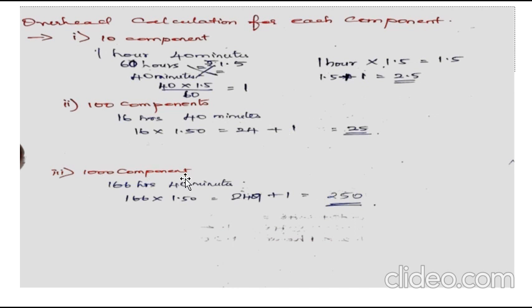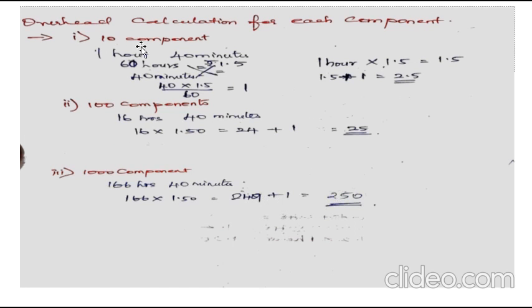Then for 1000 components, 166 hours and 40 minutes. How did you get 160 hours is there in your previous overhead calculation. So for 1 hour it is 1.50. So 166 hours into 1.50 will give you 249. This 249 is for 166 hours, it charges 249 rupees. Plus 1 rupee for the 40 minutes. So plus 1 will give you 250.